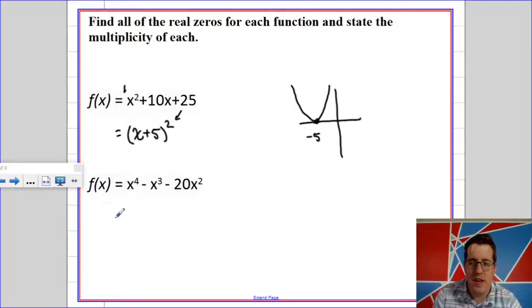If I take a look at the next one, and I factor that, I can factor to x squared times x squared minus x minus 20.